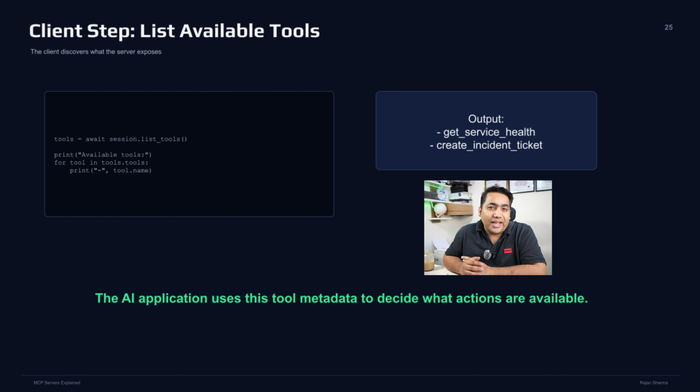After initialization, the client lists all the available tools. The server responds with the tool metadata. In this example, the output showed two tools, get service health and create incident ticket. This is the moment where the AI application learns what actions are available through the server. Without discovery, the AI application would not know what the MCP server can provide.